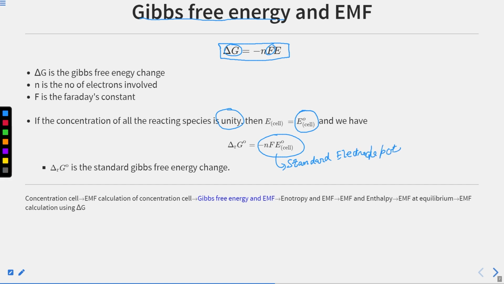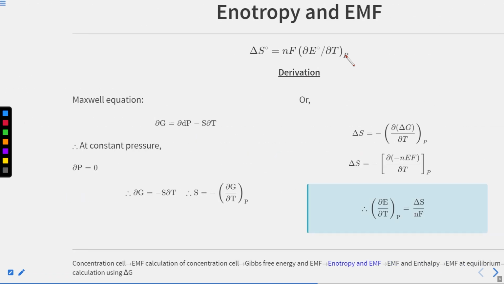Now this equation is also very important. This equation plus the previous equation, both are very important equations after our Nernst equation. So this is our thermodynamic relation of Gibbs free energy with EMF. Now we'll explore this more and more.